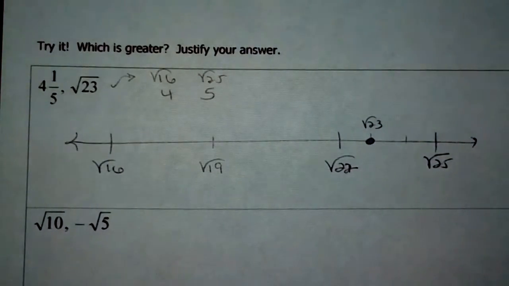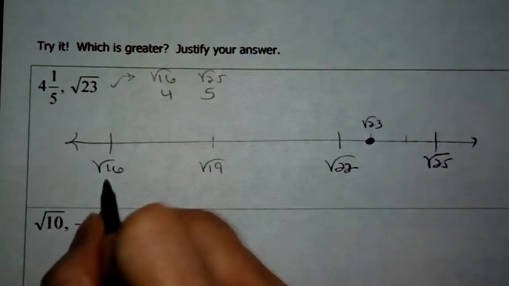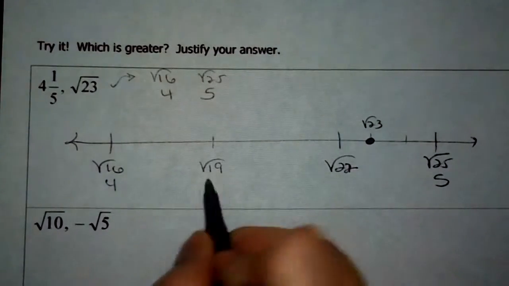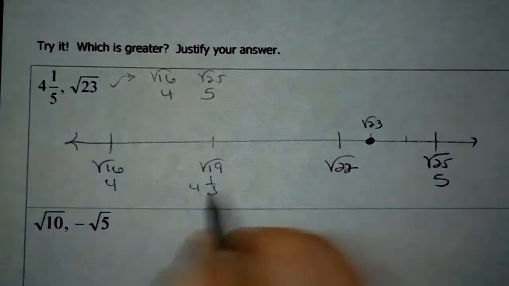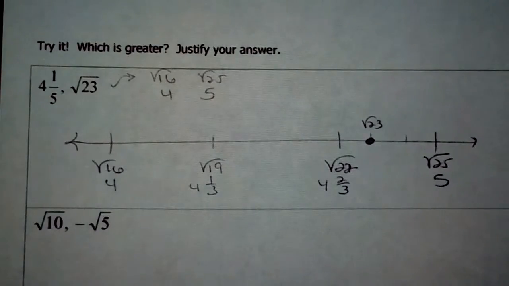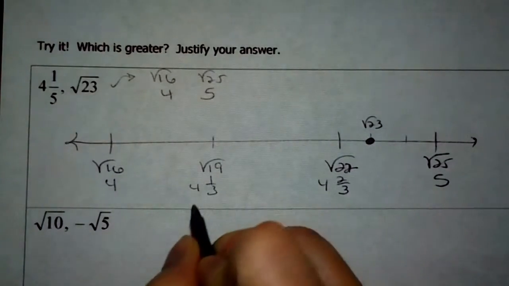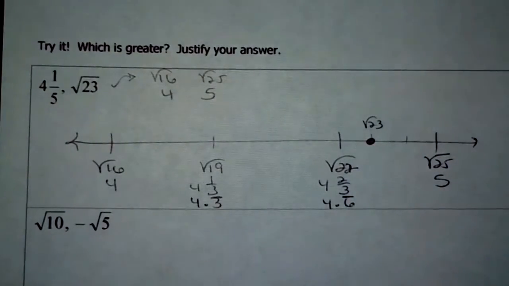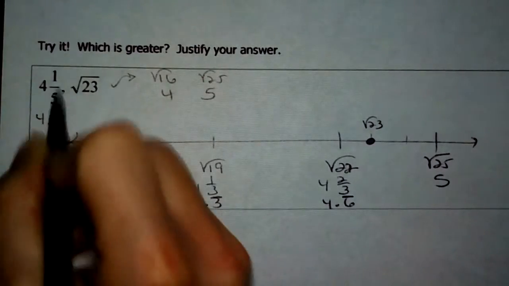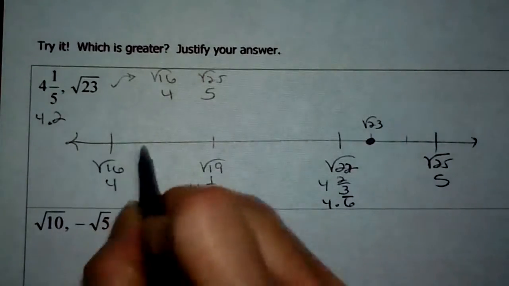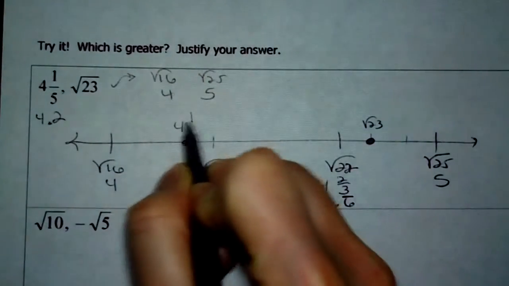Now we need to place 4 and 1/5 on here, right? So this is 4, this is 5, and if I'm going 1, 2, 3, wouldn't this be 4 and 1/3? And this would be 4 and 2/3, and then we'd have our 5, right? Okay, so let's see here. I know that this is 4.3 repeating, this is 4.6 repeating, and 4 and 1/5, we just did fifths. 1 divided by 5 is 0.2, so this will be 4.2. So I'm thinking 4.2 will probably be right around here.